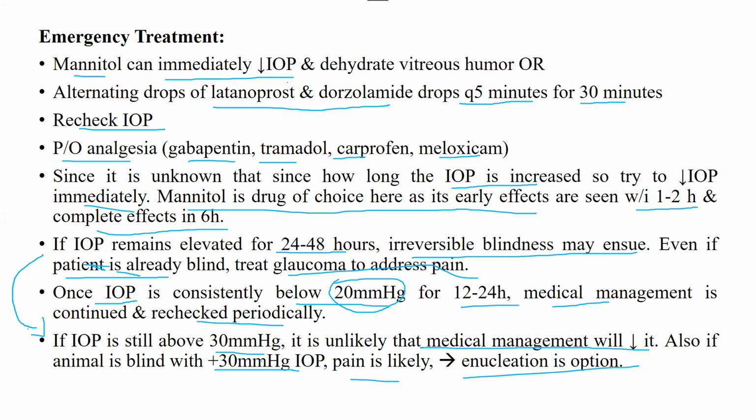But in an emergency you are going to have mannitol, or alternating drops of latanoprost or dorzolamide, and you have to see whether IOP is decreasing or not. If it is decreasing and in the normal range, keep on the therapy and just recheck periodically. But if it is not decreasing and there is pain, that means the animal's eye is not going to respond to medical management. So you have to treat for the pain and go for the enucleation surgery.